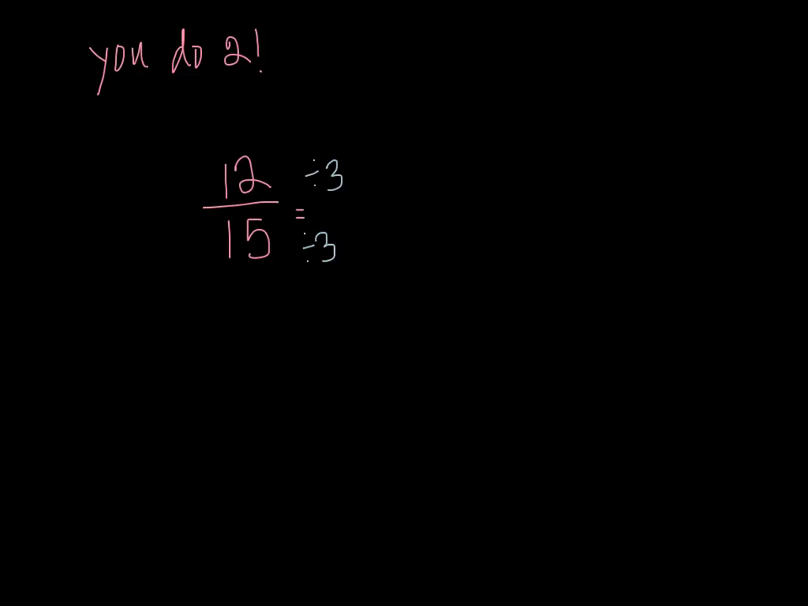You have to do it to both. If you do it to just one, you're going to mess everything up. So be fair, be fair, be fair. 12 divided by 3 is 4, and 15 divided by 3 is 5. And then I just double check to see, is there a number that goes into both of these? And no, there's not. 5 is prime, 4 is even, but 5 is not, so I'm stuck. So 4/5 is that fraction in its lowest form.